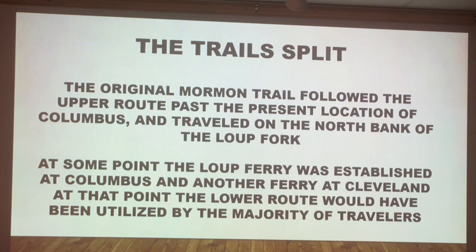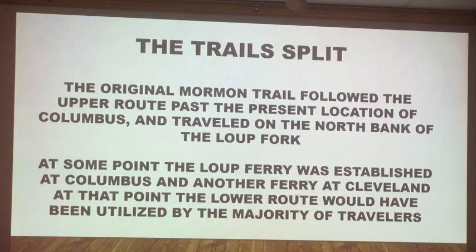Okay, in Columbus then, the trails actually split, and we would have the upper trail and the lower trail. The original Mormon of Brigham Young would have been following the upper trail route past the present location of Columbus and traveled up the north bank of the Loup Fork. At some point, the Loup Ferry was established in Columbus. Basically, the founders of Columbus established a ferry in 1856, but some of the research I've done indicates that there was a ferry previous to that across at Columbus.